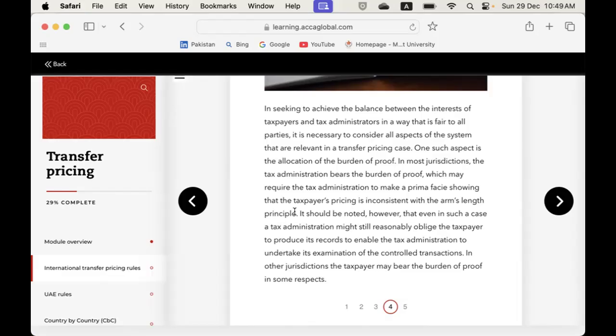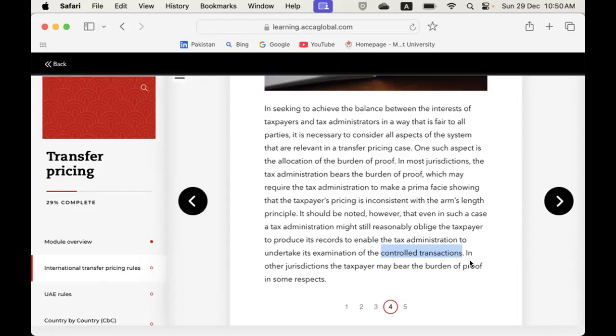That's the general principle. It should be noted, however, that even in such a case, a tax administration might still reasonably oblige the taxpayer to produce its records to enable the tax administration to undertake its examination of the controlled transactions. So yes, revenue authority will require cooperation from the taxpayer, right? Even if they want to prove some basic logistical information, they are going to require it, and that information has to be provided by the taxpayer.